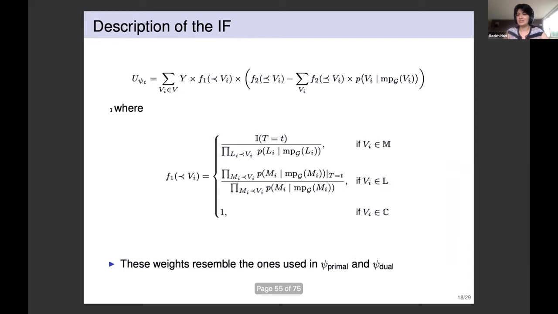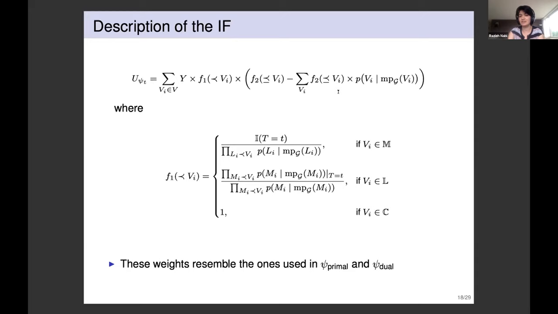It looks a little bit messy, but intuitively what the representation looks like is that each conditional density of a variable that appears in the identified functional is going to have a representation in the influence function in this form, where we have a weight term that is a function of everything that precedes Vi and a centered term that is a function of everything that precedes Vi and Vi itself.